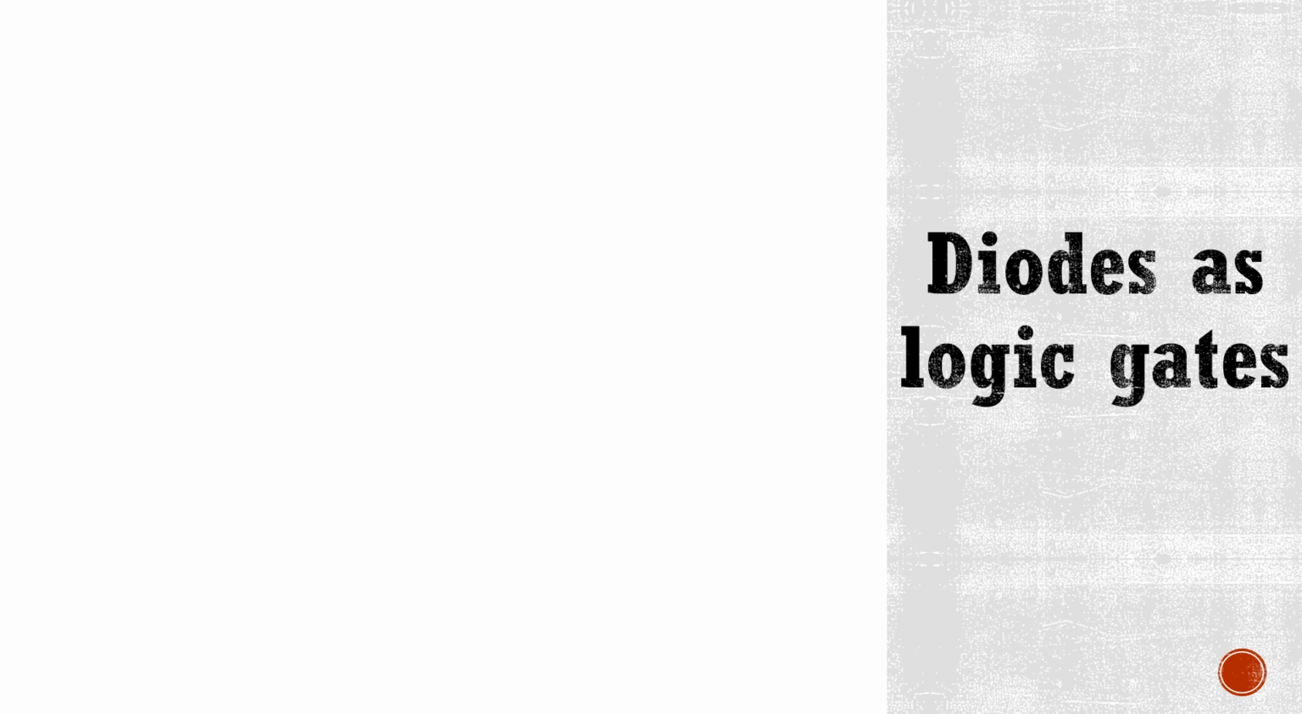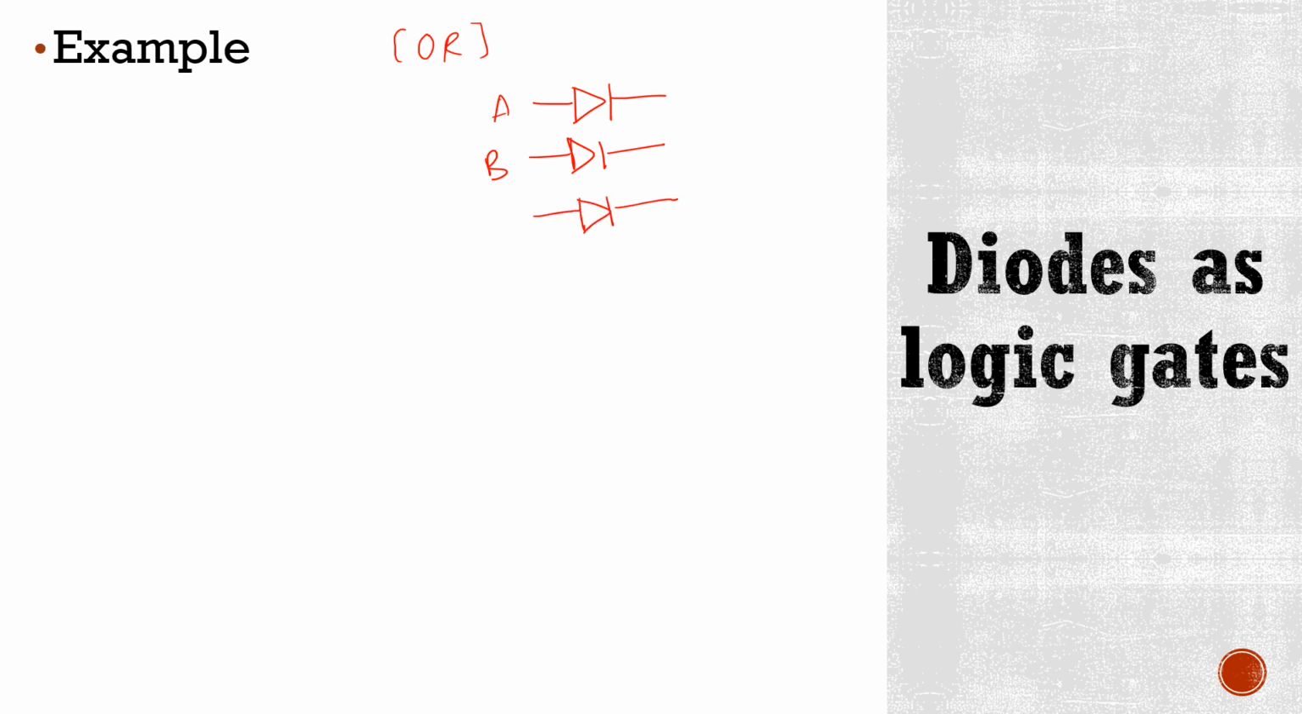Now look at this example. First we'll talk about logic OR function. If you have a circuit like this, this is input A, this is input B, and this is input C, and they are connected to a resistor. This is ground.